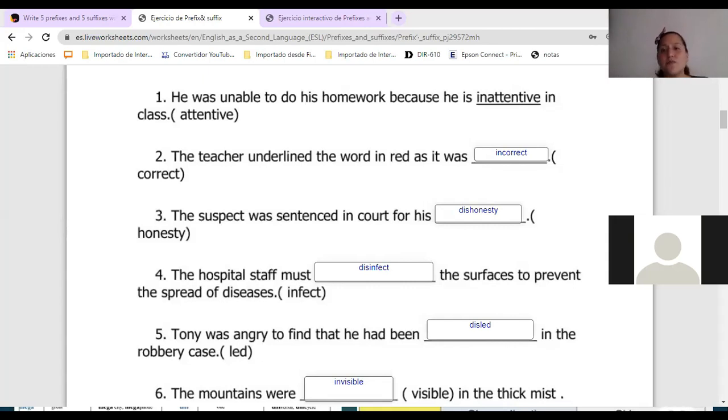Please turn on your camera just for a moment for evidence, please. Please turn on your camera. It doesn't matter if you don't brush your hair.